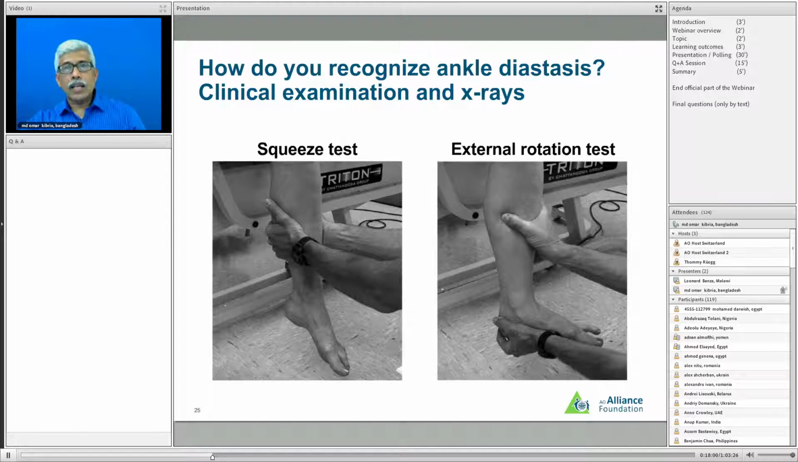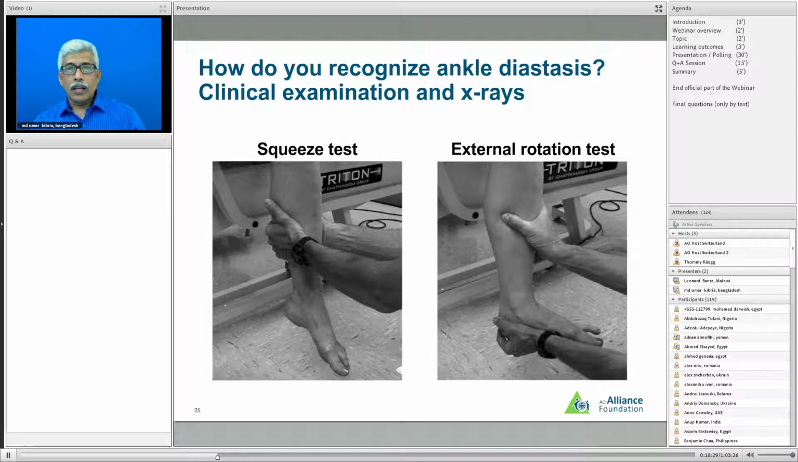How to recognize the ankle diastasis? There are two ways of diagnosing ankle diastasis. One is clinical examination, the other one is an X-ray. Clinically, it is possible to appreciate diastasis by the squeeze test. You can press the fibula against the tibia, and if there is pain in the syndesmotic area, you can appreciate there may be a diastasis.